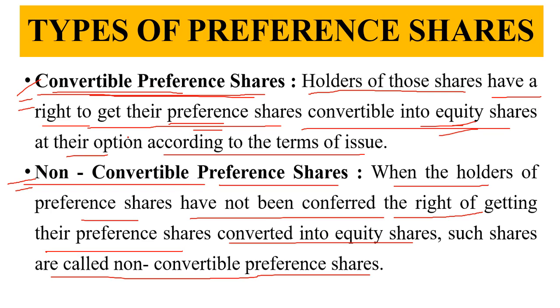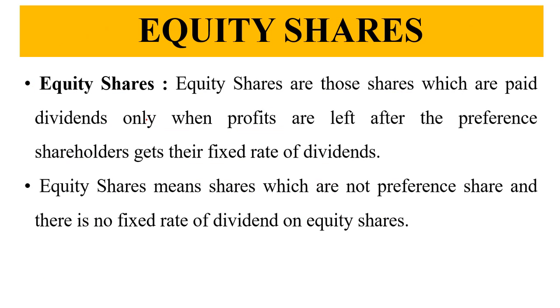So these are the types of preference shares. Now we'll move to the next share, that is equity shares. Now what are equity shares? Equity shares means they are the true owner of the company. Equity shareholders are the owner of the company, and equity shares are also called ordinary shares.